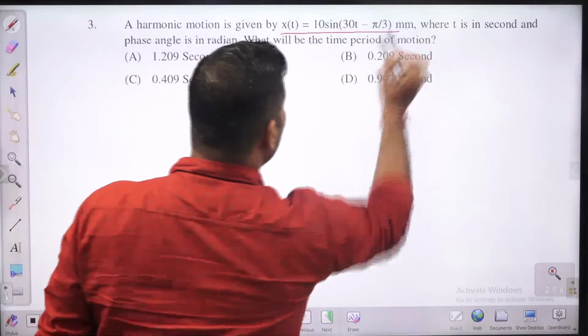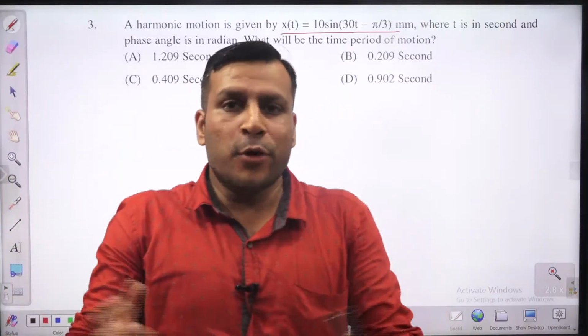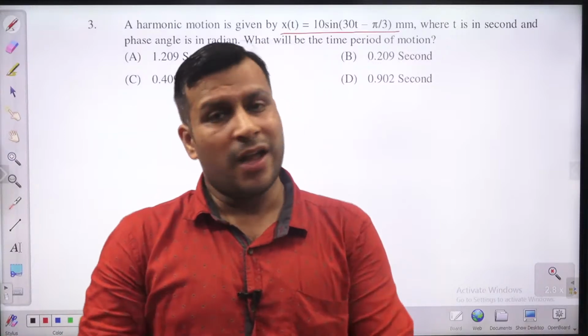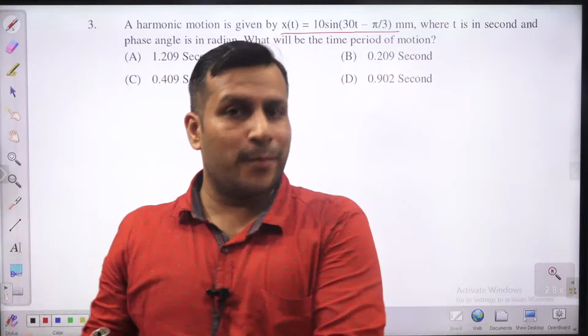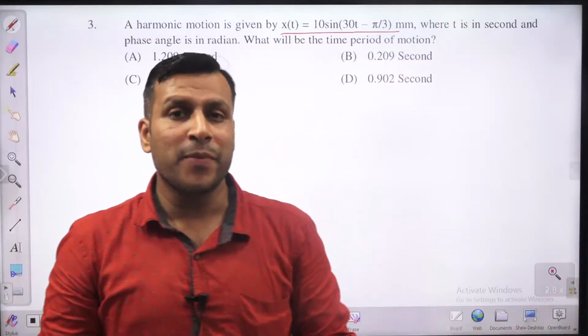Guys, you know what a harmonic motion is? Harmonic motion is a special kind of periodic motion. A motion which repeats itself after an equal interval of time is known as a periodic motion. Motion of an object may be periodic, may be non-periodic. We are not going to discuss non-periodic motion, guys, here at graduate level.